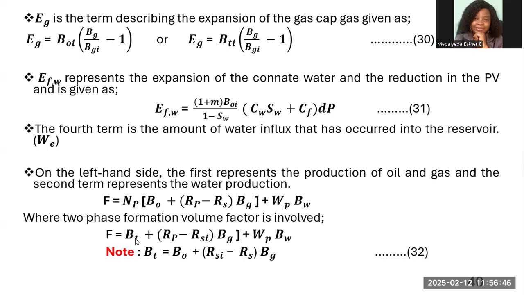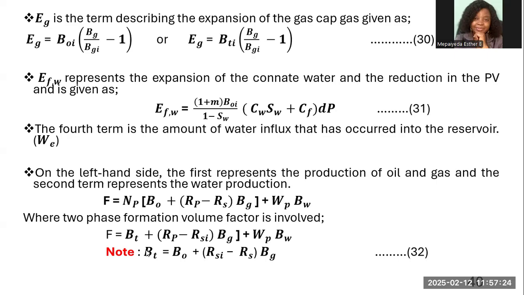And then if it is a two-phase, you have your gas and your oil. What happens? Your HEF will be Bt plus Rp minus Rsi Bg. You have your Np here. Please don't forget, this is an error somewhere around here: Np into Bo plus Rp minus Rs Bg, plus Wp Bw. So your Bt, this is the definition of your Bt: Bo plus Rsi minus Rs Bg.